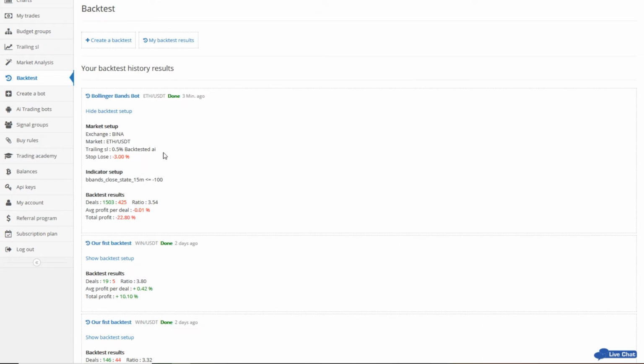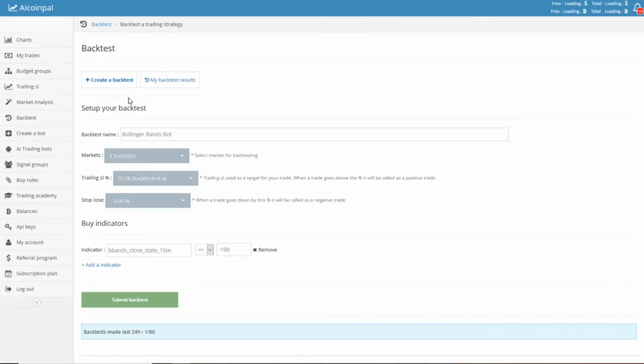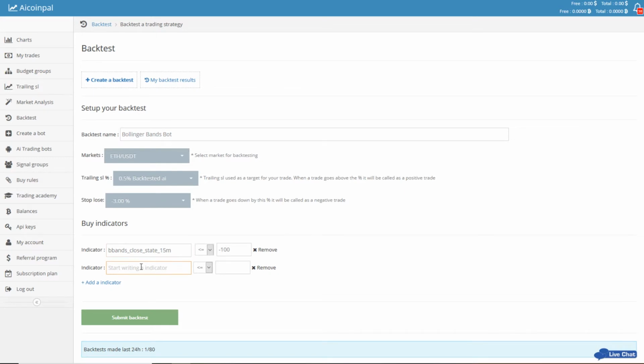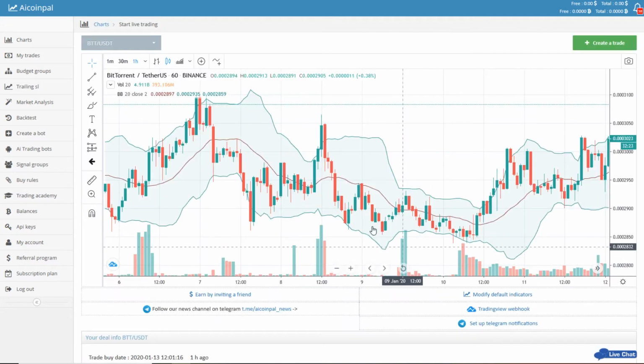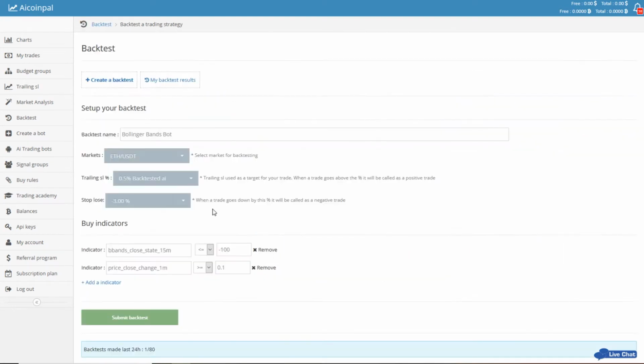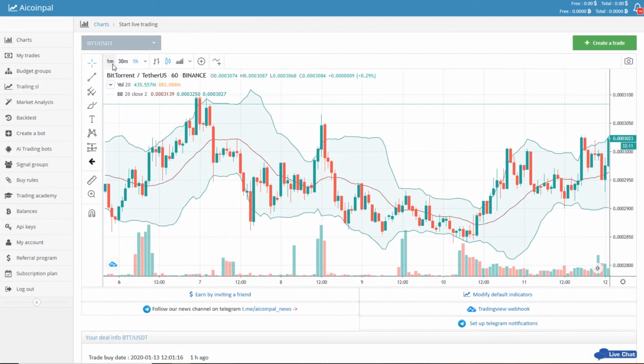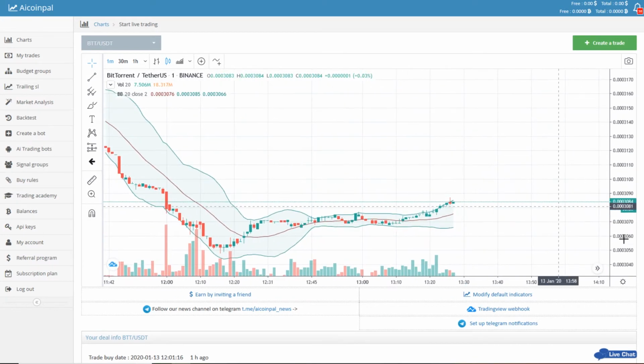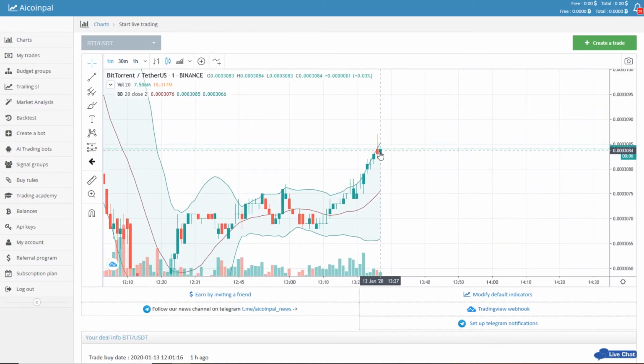So maybe we need to make it buy only when the price close change 1 minute is greater than 0.1. Meaning buy only in a green candle. So the price went down, but buy only when there's a real green closing candle. In the 1 minute chart, right now, there is a green candle right here.